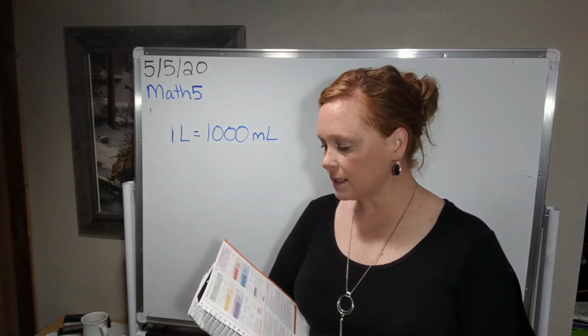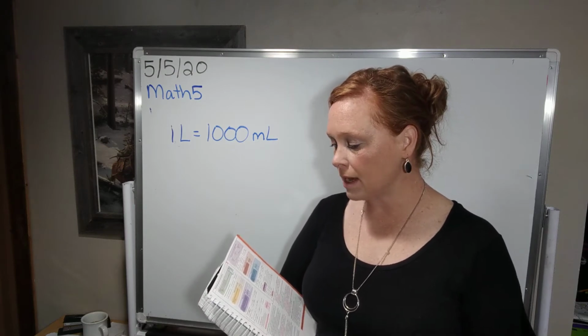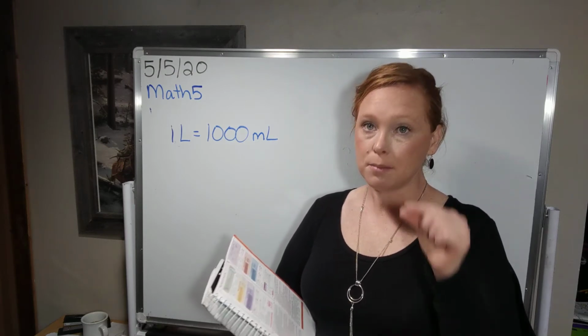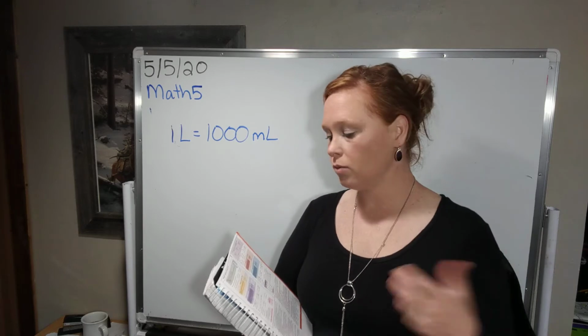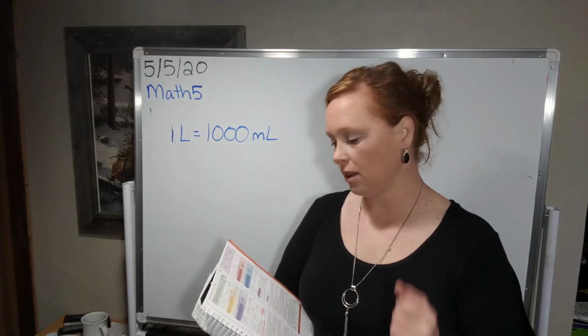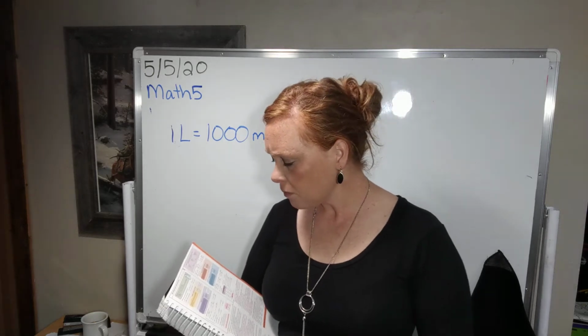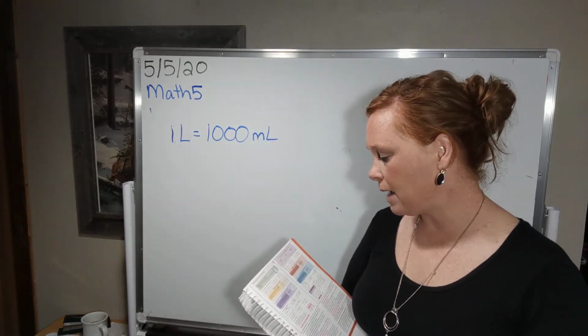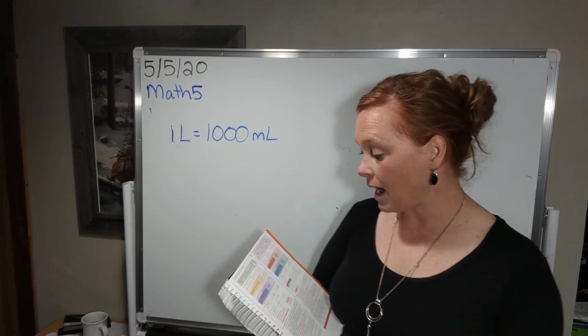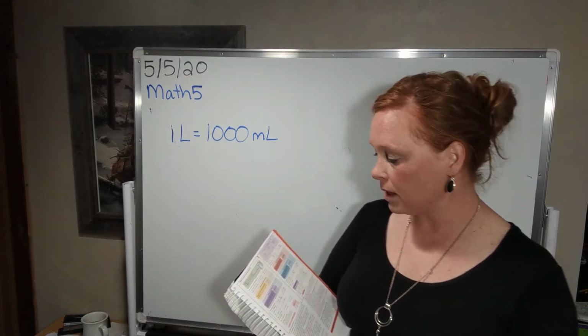So for number 1, it says, which would you use to measure lemonade for a party? Milliliters or liters? Well, you would say liters, so you'd put an L in that blank. Okay, move down to the orange box. It says multiply to rename liters as milliliters, and divide in the purple box to rename milliliters as liters.